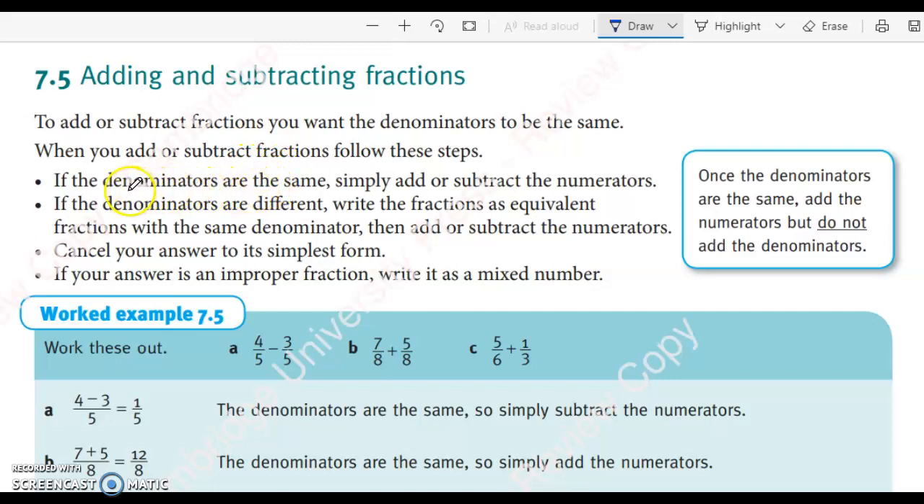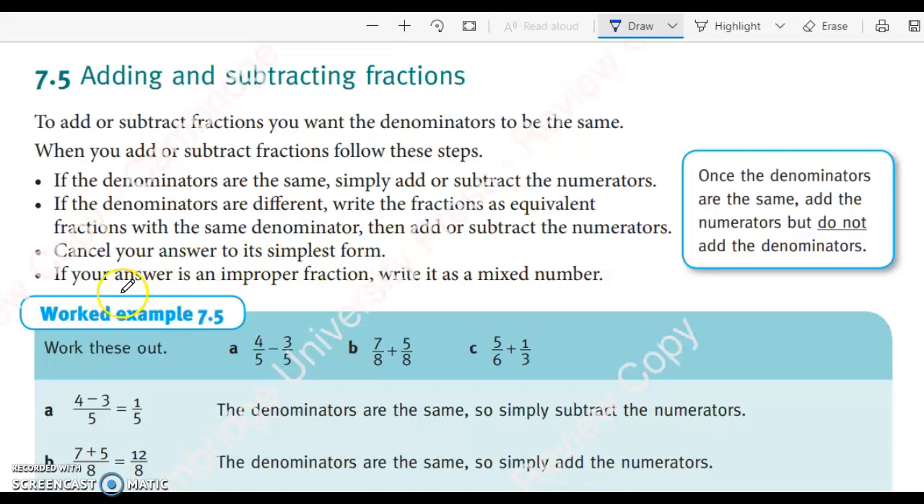The first one is if the denominators are the same, so we just add or subtract the numerators. Now the second one, how if the denominators are different? So we can write the fractions as equivalent fractions with the same denominator, or we just equalize the denominator, then add or subtract the numerators after the denominators are the same. After it, you will get the answer. And after you get the answer, you can simplify the answer into its simplest form.